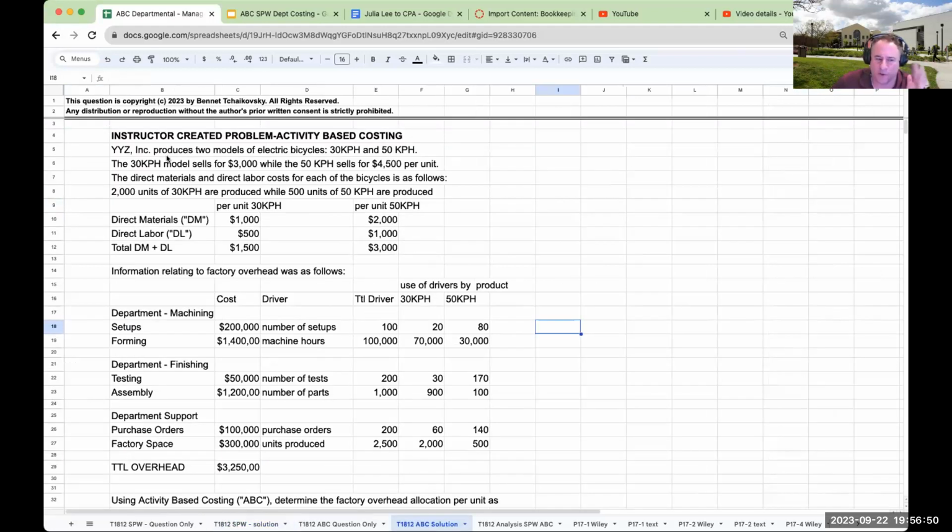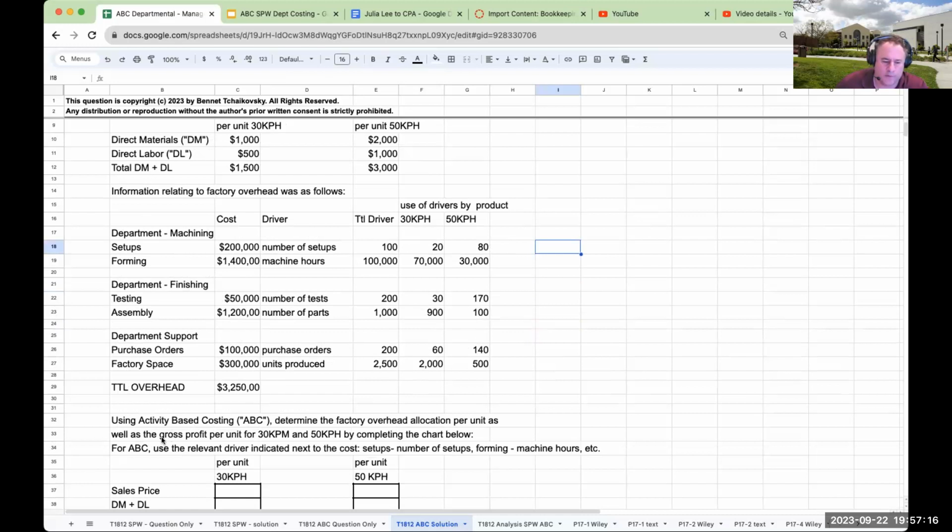So let's go ahead and look at this question again. We produced two models of electric bicycles, 30 kph and 50 kph. The 30 kph model sells for $3,000, while the 50 kph sells for $4,500 per unit. The direct materials and direct labor costs for each of the bicycles is as follows. 2,000 units of 30 kph are produced, while 500 units of 50 kph are produced. So let's go through and look at our chart.